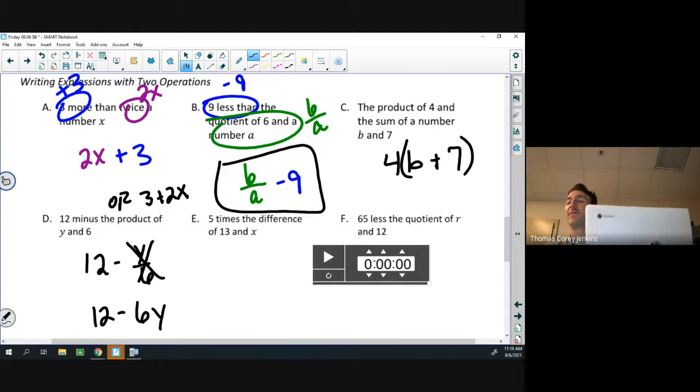Landon, what about E? 5 times the difference of 13 and x. All right, well, try to talk to people around you. Kaylee, did you get anything there? Talk to people around you. Preston, anything for E? So just like 5 times 13x, like that. Okay, that is incorrect, but thank you for having something. I appreciate it. Let's see. I think that is, yeah, Clay.